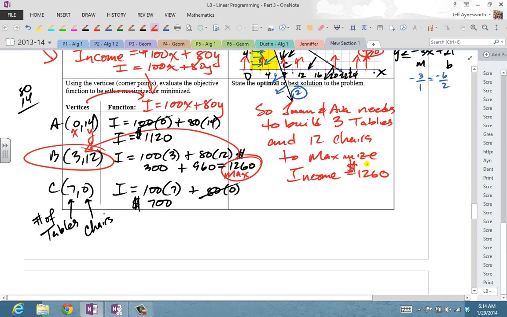If they do that, they'll get the most money. If they don't do that, they're going to get less. I mean, there are other ways to do things in their business, but if they want to maximize their income, they're going to build 3 tables here and 12 chairs. That's the optimal solution. Let me see, optimal solution to the problem is if they do that.